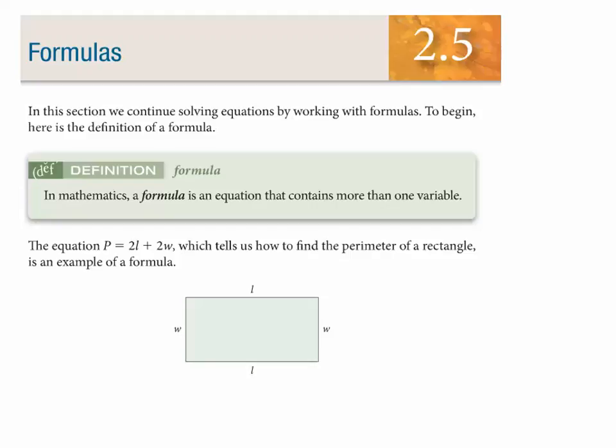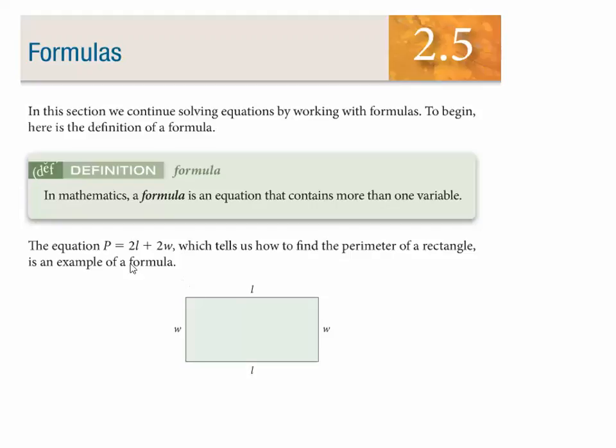Okay, so there's a little bit of word problems in here, and then we've got the percent problems as well that we've got to deal with. So a little bit of application kind of stuff with this. So 2.5. The formula just means an equation that contains more than one variable.